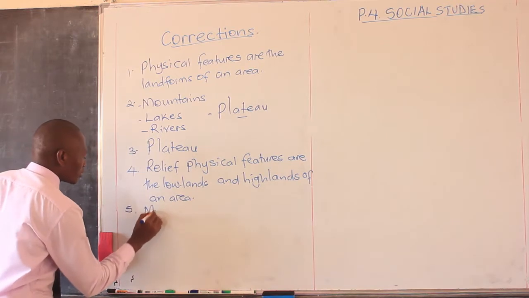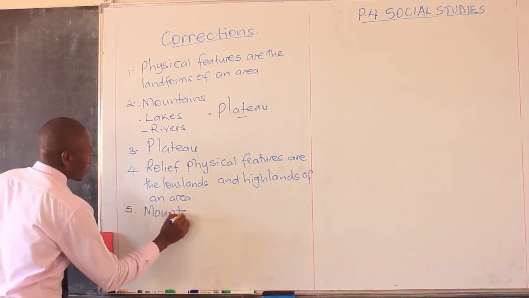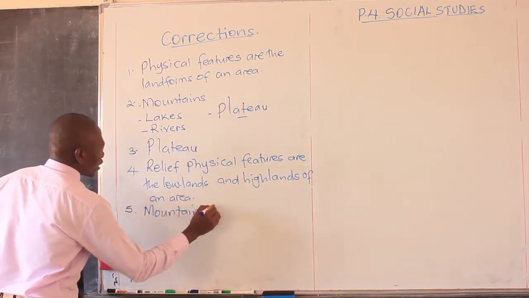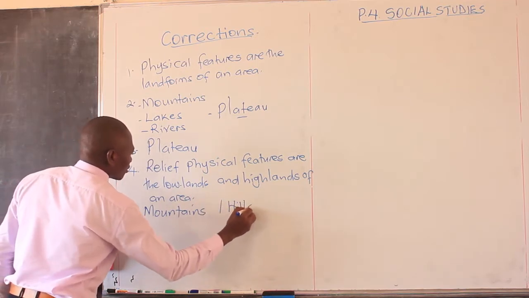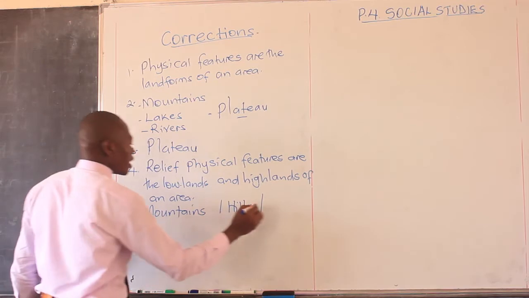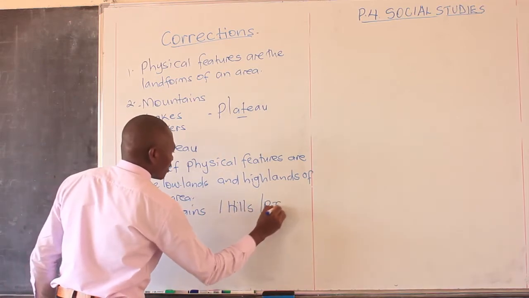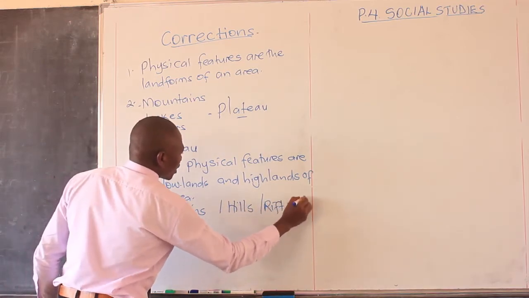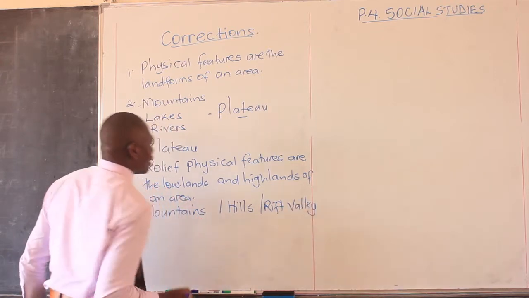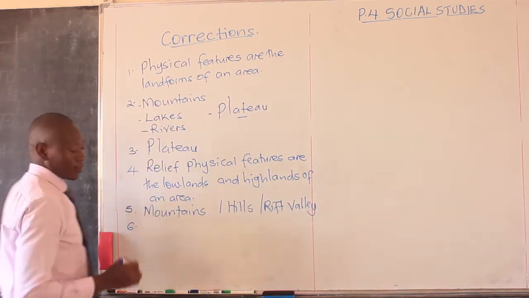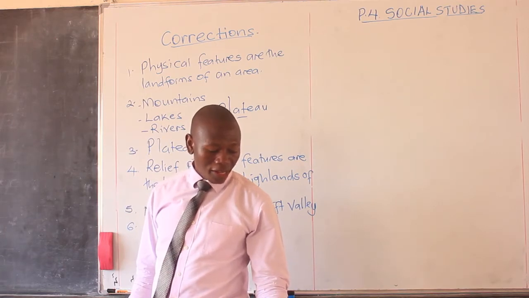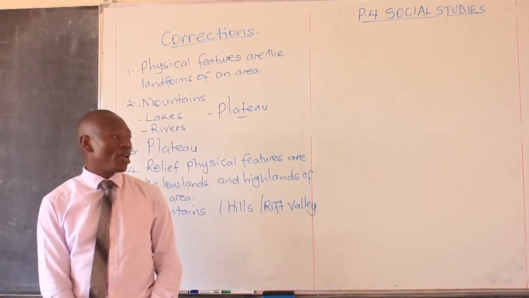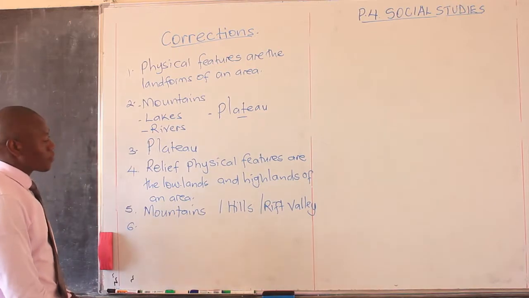Number five is mention two examples of relief physical features. We have mountains. We can talk about hills. You can talk about the Rift Valley, as well as what? Valleys.